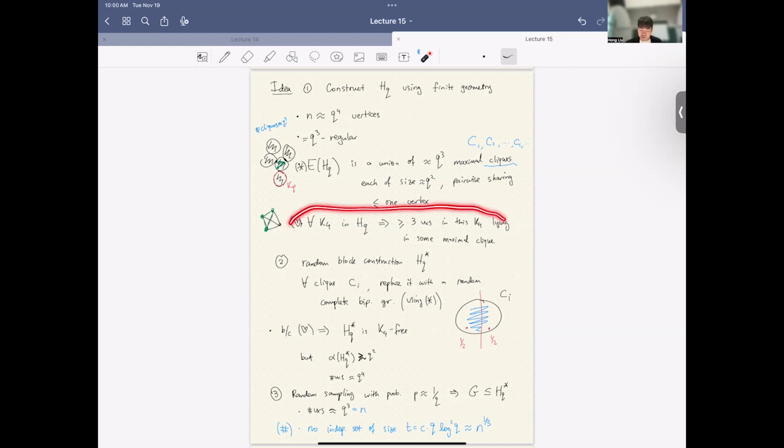So in this case, all K4 has a triangle lying in some clique. So replace clique by this random block. This is where the name comes from. Random bipartite block, complete bipartite graph. You're going to kill all the triangles inside each clique, thereby killing all the K4s in our original graph.